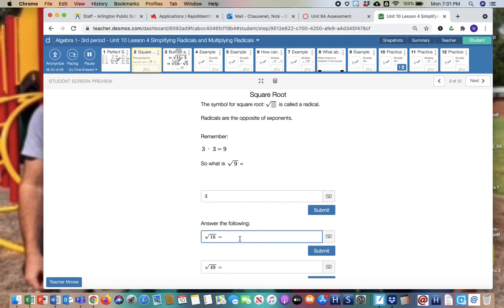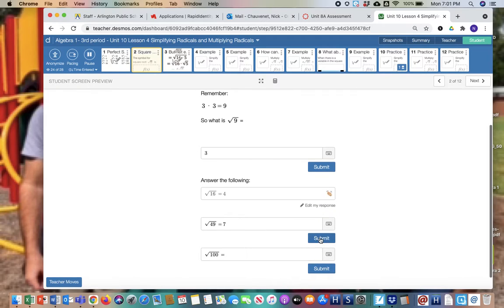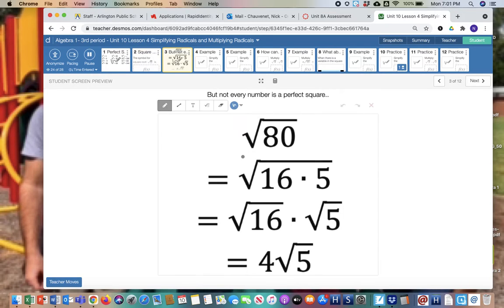What's the square root of 16? What times itself is 16? Well, 4. What times itself is 49? 7. And then those become our answers here. What times itself is 100? 10.